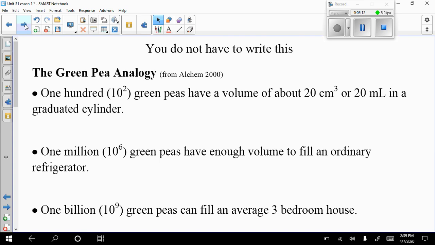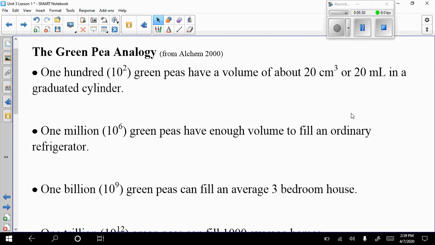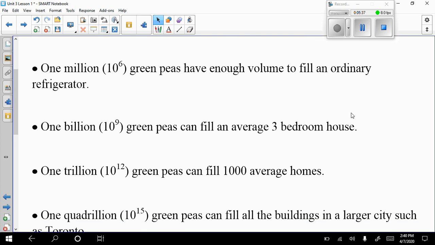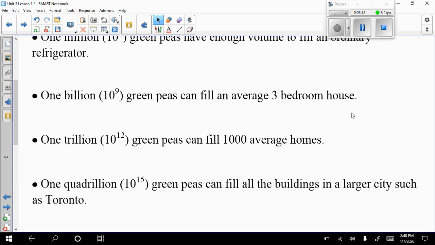This is the green pea analogy. Basically it says that if you had 100 green peas, that would fill a 20 milliliter graduated cylinder, a small graduated cylinder that we use in chemistry. If you had 1,000,000 green peas, that would be enough to fill a refrigerator. So that's 10 to the 6th green peas. If you had 1,000,000,000 green peas, these little tiny peas, you would be able to fill an average 3-bedroom house. 10 to the 12th is 1,000,000,000,000. You could now fill 1,000 homes with these green peas.